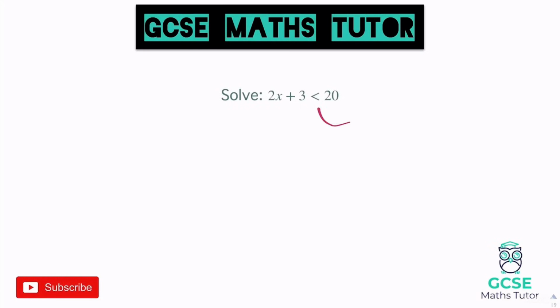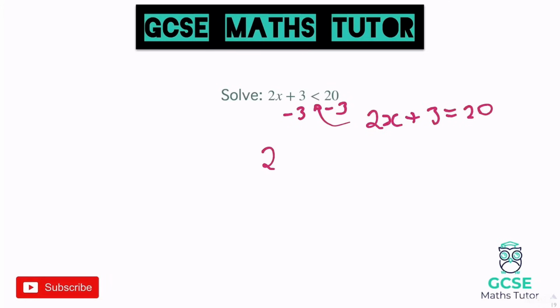Now this symbol shouldn't put you off here. It's an inequality, yes, but we're going to treat it exactly the same as if it was an equal sign. So before we saw a question like this where it was 2x plus 3 equals 20. We're going to do it in exactly the same way, but we're just going to leave that symbol in there. So we're going to take away 3 from both sides.